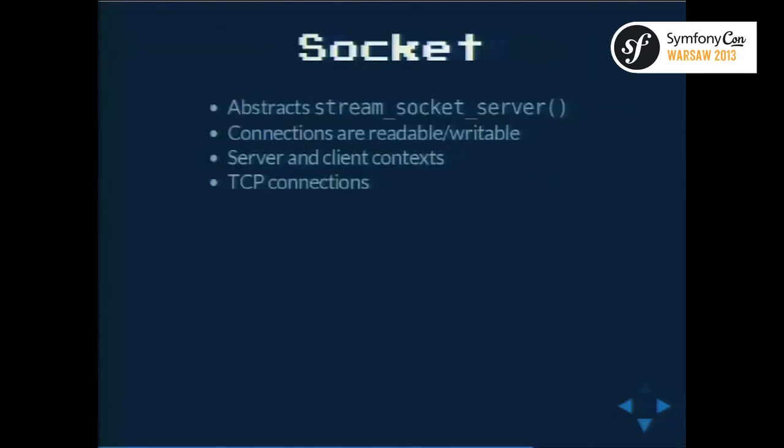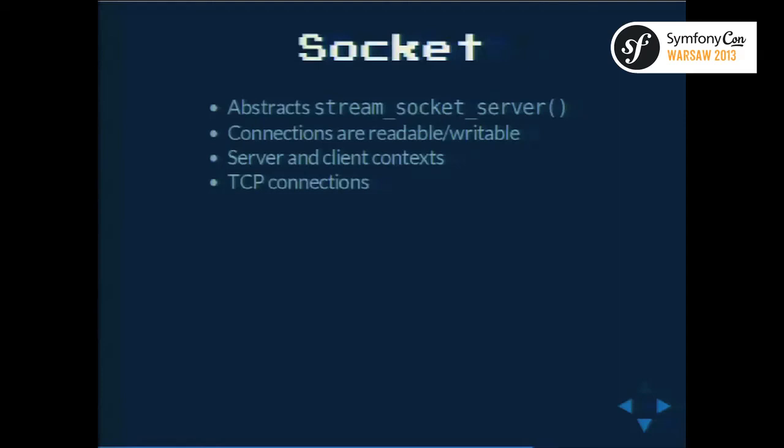So we have the socket, and this abstracts the stream socket server. So we no longer have to call that raw PHP function. We now have a testable class that we can use. And the connections here are going to be readable and writable, just like the raw PHP streams. And so once the socket server is a resource, when we accept an incoming connection, that's now something that we can read and write to. And socket has both ends: on the client side, we have a connection object, and on the server side, we have the server object. So the socket component does both ends of this.